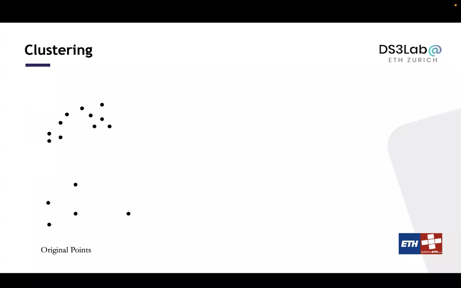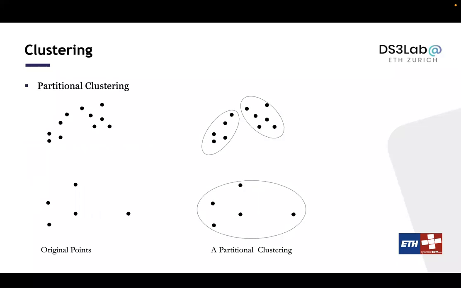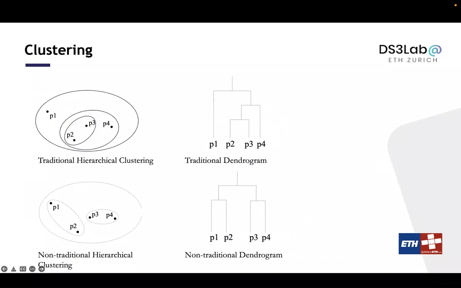But taking all those two-dimensional points, if you do partitional clustering, what you could have is that I divide all those points into different clusters that do not overlap with each other. If you do the hierarchical thing, there are different notions of hierarchical clustering. If you do the traditional one, you can have P2 and P3 belonging to one cluster, and that P2, P3 cluster also clusters together with P4 to form a bigger cluster, and then you have P1, something like this. You could also have non-traditional ones, where P1 and P2 are one cluster, P3 and P4 another cluster, and then together they form another bigger cluster. The only thing that doesn't change here is that you have this nested structure: a bigger cluster and a smaller cluster nested together. This is what we call hierarchical clustering.